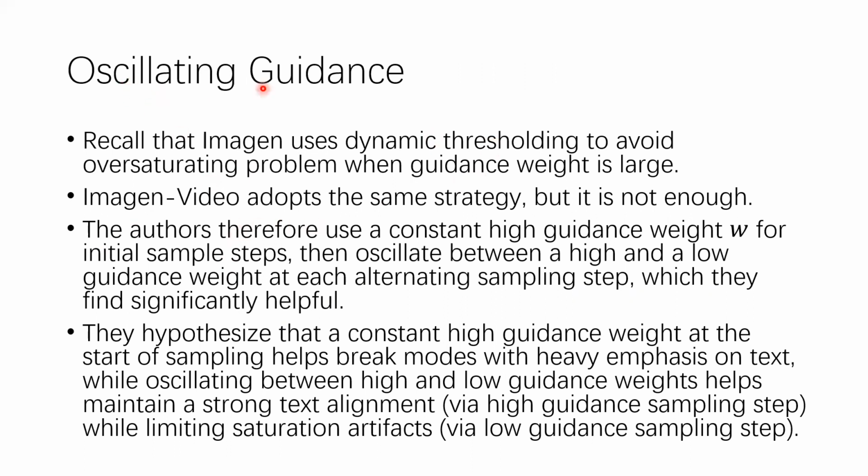So they therefore use this oscillating guidance. They use a constant high guidance weight for the initial sampling steps, and then oscillate between a high and a low guidance weight at each alternating sampling step, which they find significantly helpful. They emphasize that a constant high guidance weight at the start of sampling helps break modes with heavy emphasis on text, whereas oscillating between high and low guidance weights helps maintain a strong text alignment. This is done via the high guidance sampling steps, and we're limiting saturating artifacts via the low guidance sampling steps.